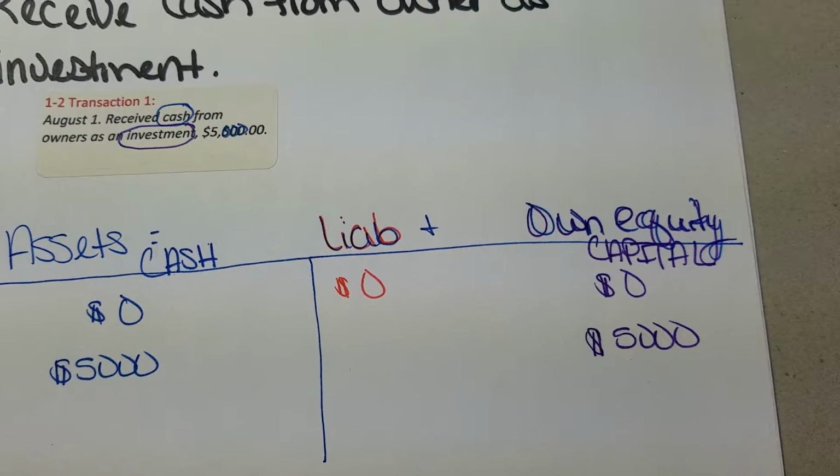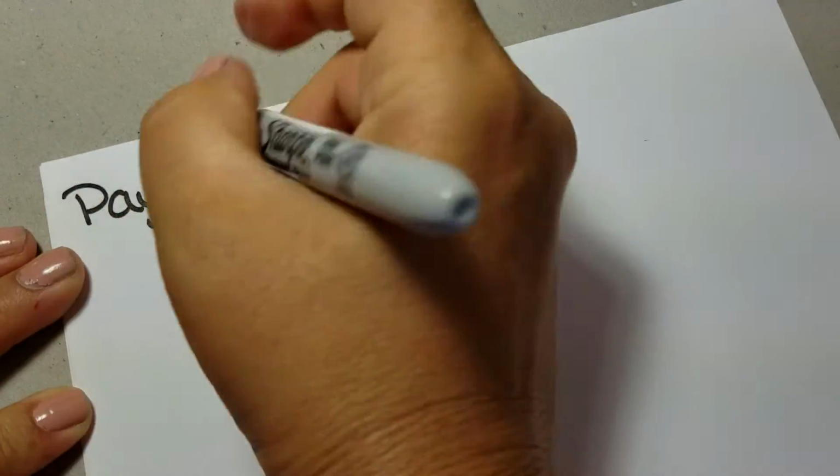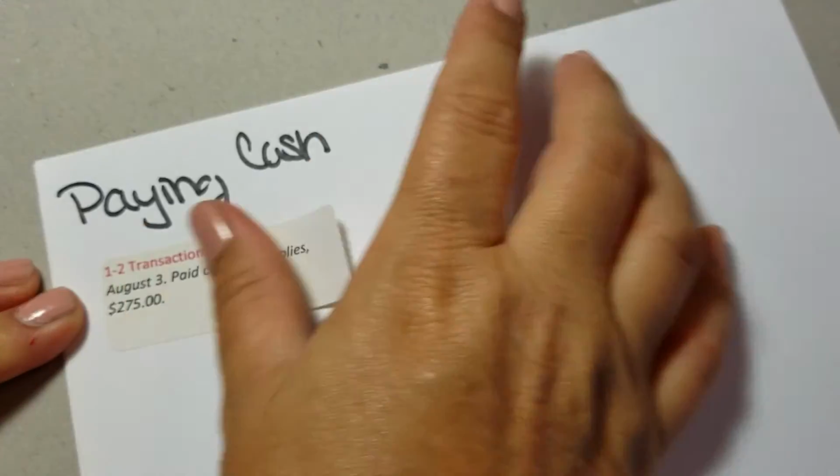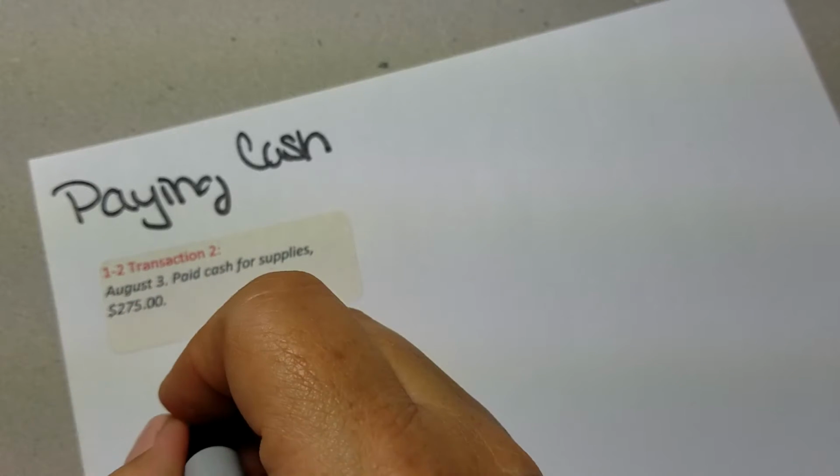So we're ready to go to our next type of transaction, and I'm going to go to a different page because we're going to come back to that one in chapters 2 and 3. In this one, we're going to be paying cash. Okay, and so this is transaction number 2. Which says that on August the 3rd, we paid cash for supplies of $275.